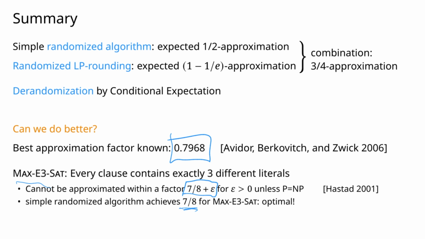That's all for today. Most importantly, we've seen randomized LP rounding as a very powerful tool in our toolbox for our approximation algorithms.